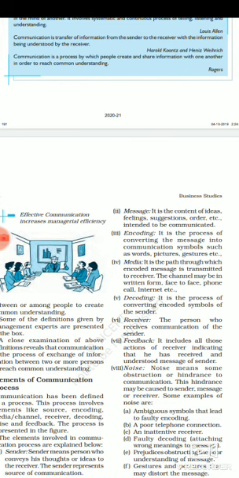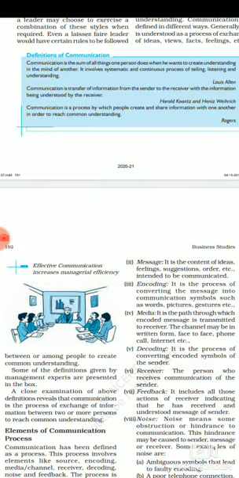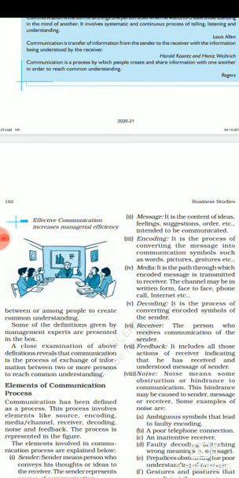Next, communication is a process by which people create and share information with one another in order to reach common understanding. It means it's a process by which we are able to share information, and in which way we will be able to create common understanding also. So two things are important here in all three definitions. One is that it's a process of sharing information, and why are we sharing this information? To create common understanding. And whose common understanding has to be created? We have to create a common understanding between sender and receiver.